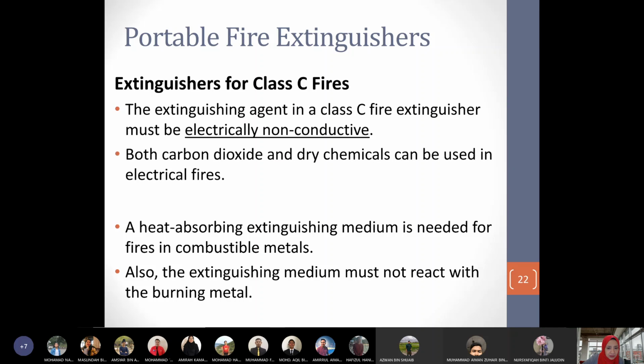Okay, for Class C types of fire, which is fire caused by electrical circuit, the extinguishing agent must be electrically non-conductive. So both CO2 and dry chemicals can be used in this case because they are not conductive. And finally, for Class D fires caused by reactive metals, you need to have a heat-absorbing extinguishing medium for fires caused by these combustible metals. Okay? And you also must make sure that the extinguishing medium must not react with the burning metal.